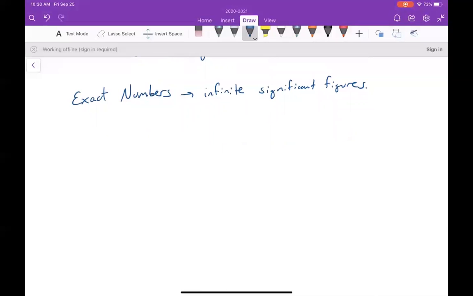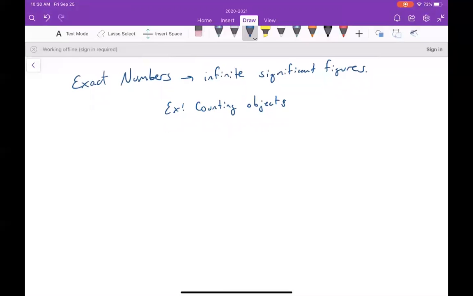So here's an example. Examples of exact values would be counting of objects, right? So for example, there are 12 eggs in a dozen. That's an exact value. It's not 12.0 or 12.00 to show my precision. I know it's exactly 12 and it's to the infinite amount of significant figures, right? How many people are in a room and so on. So counting objects is a good example.